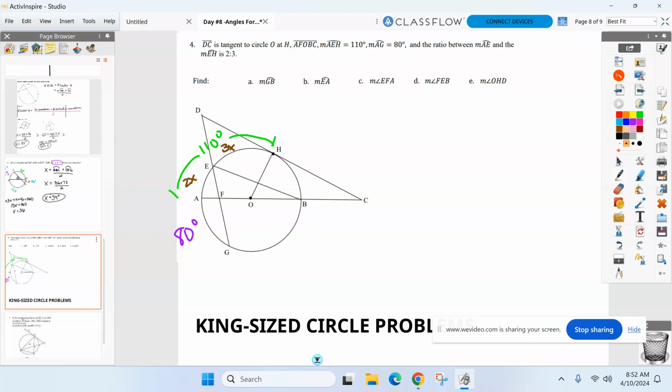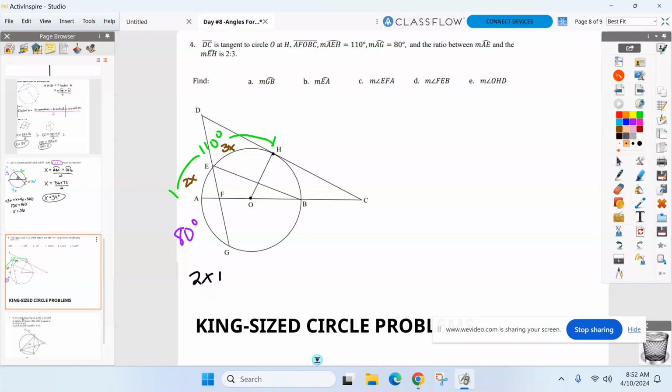Don't look at parts A through E. It's only going to make you nervous. Look at this diagram. It's nuts. All right, it's intimidating. Find the arcs first. Find every single arc you can. Can we start here? I think we can find arc AE and EH, right? Do 2x and 3x, add them up and set them equal to not 360 this time, but 110. All right, let's do it.